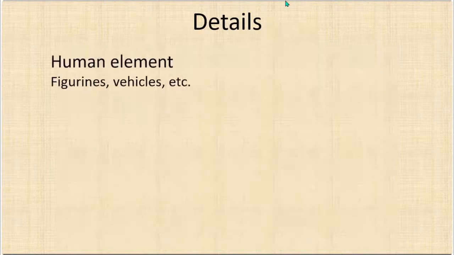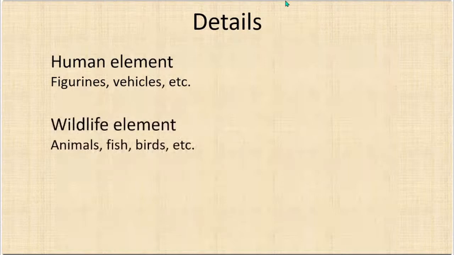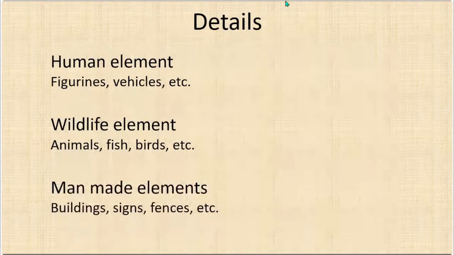Now, let's look at some details. You've got human elements, such as figurines, vehicles. You've got wildlife elements, animals, fish, birds, and man-made elements, buildings, signs, fences, etc. So let's take a look at some of the details that you will definitely see outside and you can incorporate into your layout.